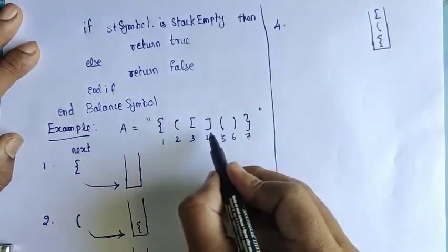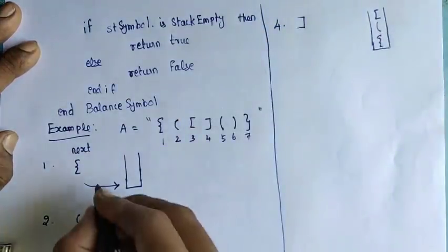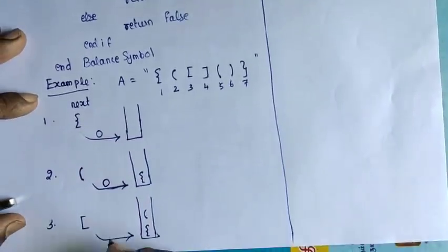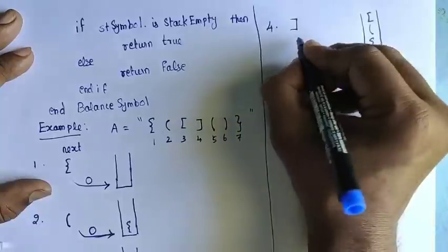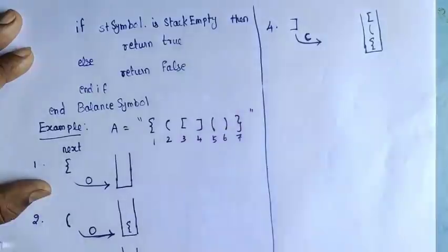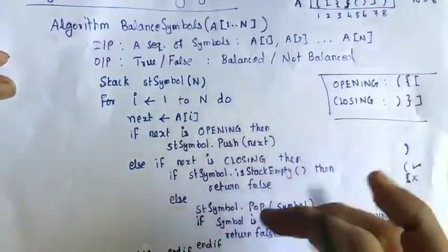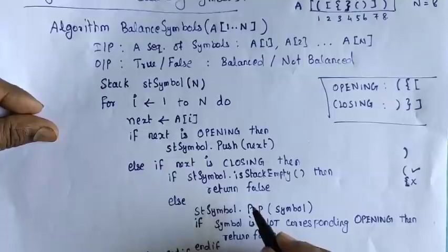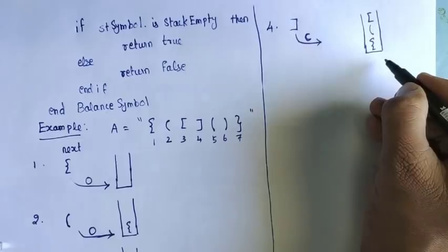So in the fourth step, I need to read the fourth character. This is the type of closing. This is an opening, this is also an opening symbol, and this is also an opening symbol, but here it is a closing symbol. If it is a closing, the process is to check if the stack is empty, and by that time return false. But here the stack is not empty. It will not exit, it will not return false.